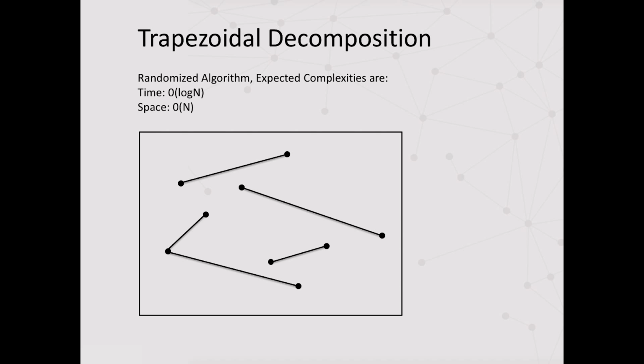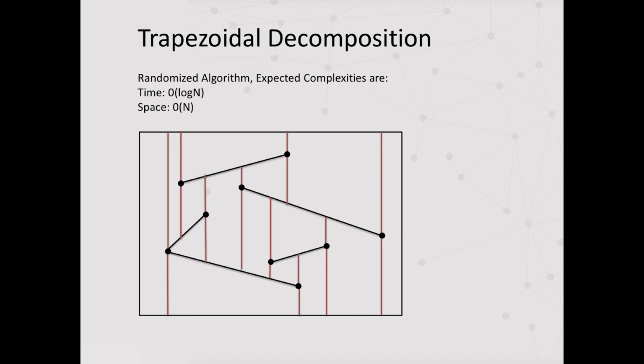talk about trapezoidal decomposition. Trapezoidal decomposition is a randomized algorithm, and I will tell you why it is randomized in some time. Basically the idea is to shoot bullets from each vertex to the top and bottom, which stop as soon as they hit another line or the bounding box. You can see that the bullets that are shot from each vertex hit the other line segment and stop there.